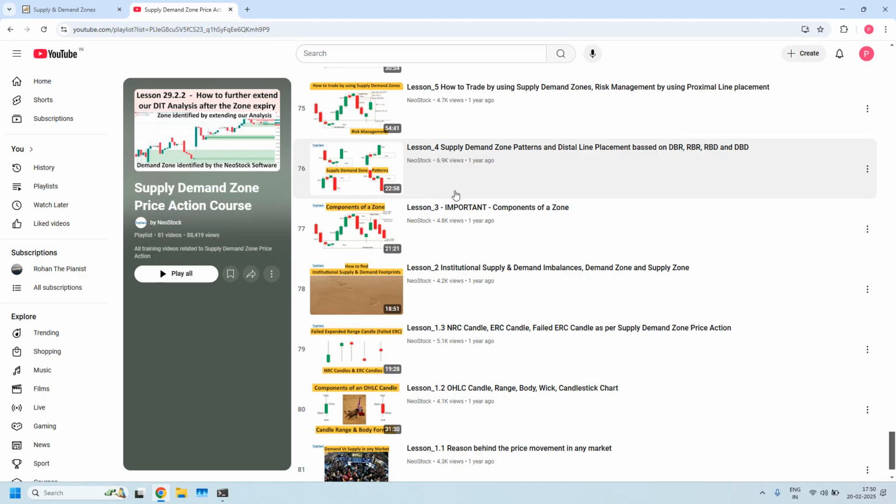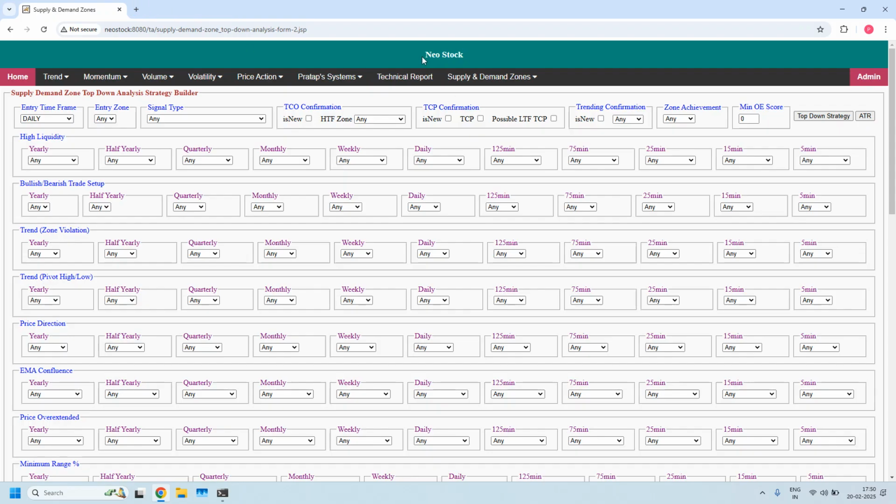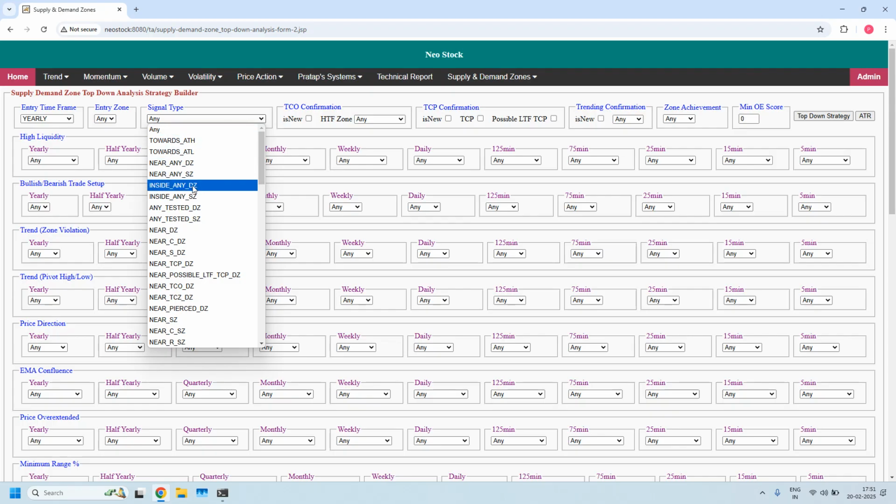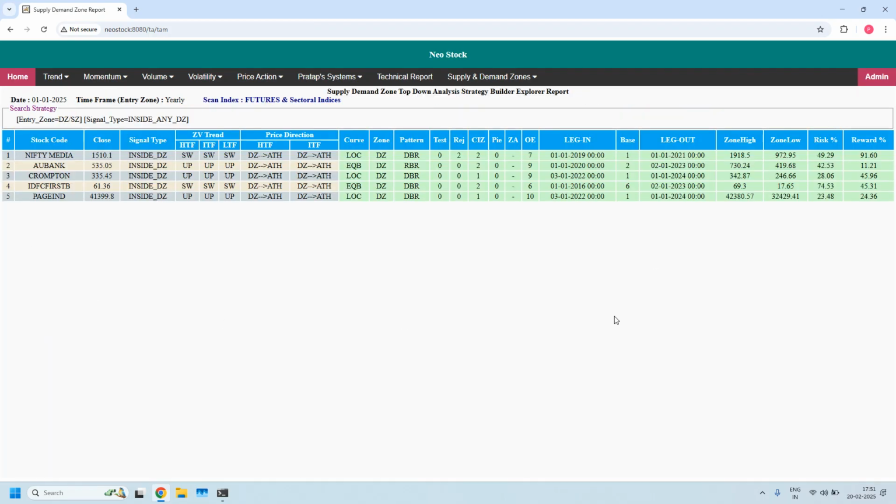Now, let's get into the report generation with the help of NeoStock Software Supply Demand Zone Top-Down Analysis Strategy Builder. So I'm going to generate different supply demand zone reports. Let me start with finding the stocks near demand and supply zones. We will also identify price closed inside the demand and supply zones for all the higher time frames. So starting with the yearly time frame, price closed inside the yearly demand zone, we got 5 stocks.